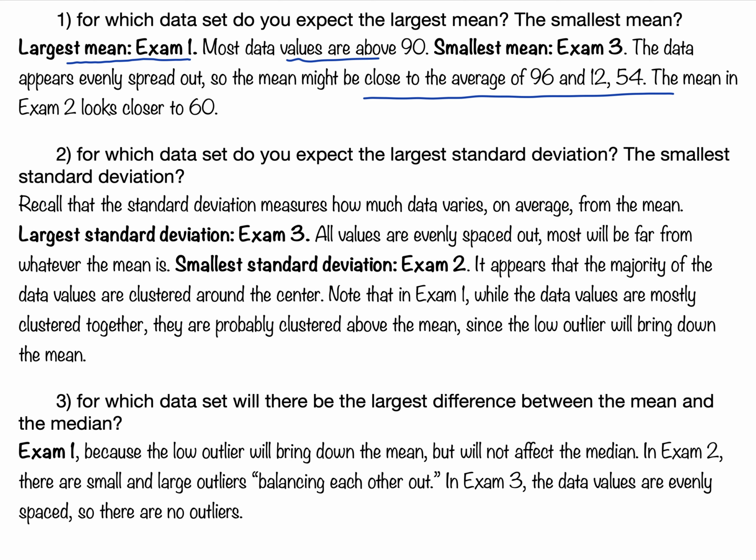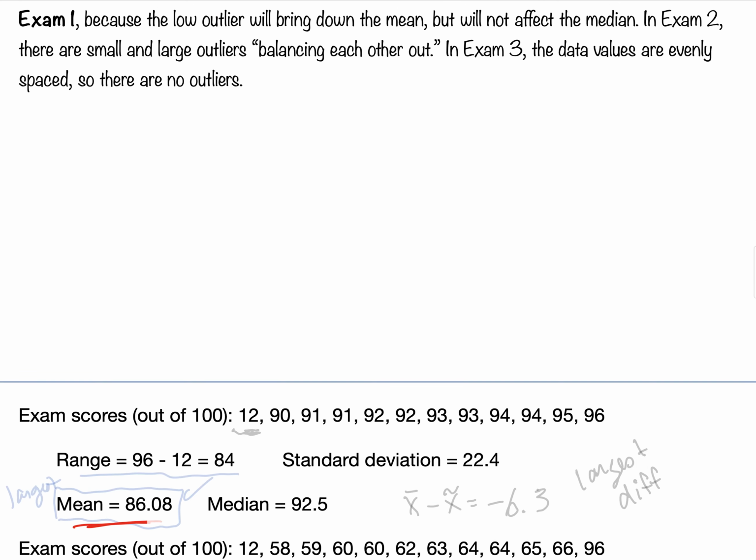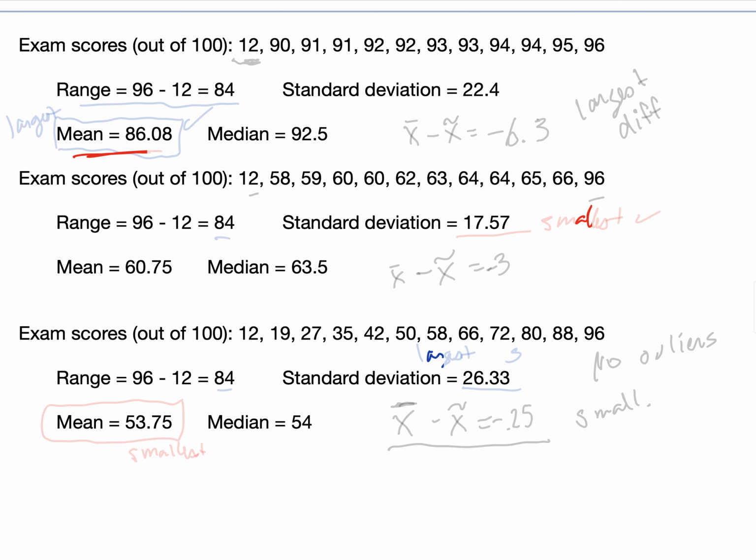In the next bit, we're going to look at the actual calculated values for each of those and see if our intuition was correct. Okay, so here are the range, standard deviation, mean, and median for each of those examples. The range is super easy to calculate. It's 84 in each: the largest data value, 96, minus the smallest data value, 12, gives us a range of 84. The standard deviation is a little bit trickier. Again, you can use it as a practice problem if you wish.